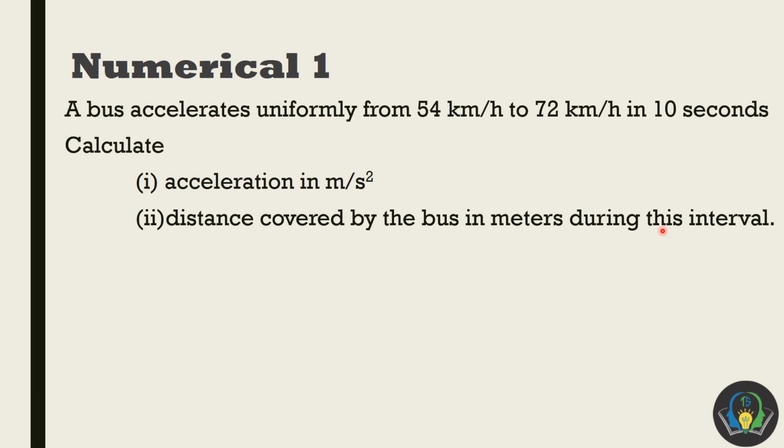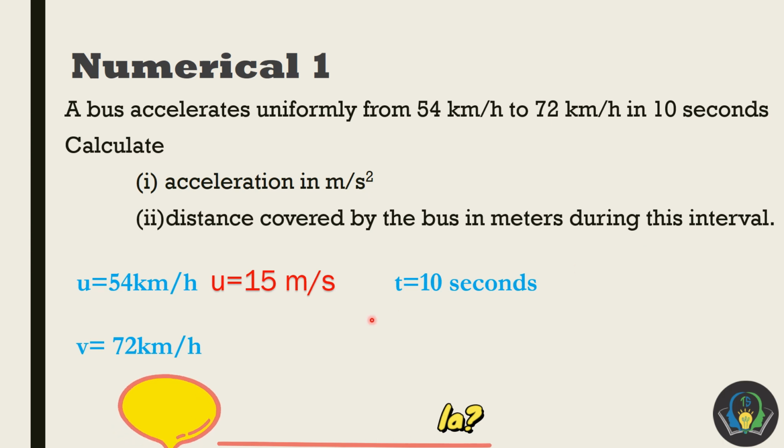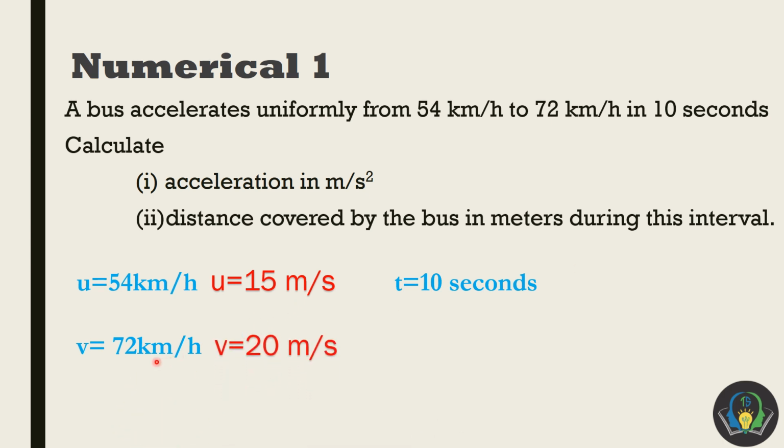Let's find what all things are given. u is 54 km per hour, v is 72 km per hour, and time t is 10 seconds. When we convert it into the standard units, we get u equals 15 meter per second and v equals 20 meter per second. I hope this collecting of the data is clear. So let's move ahead.